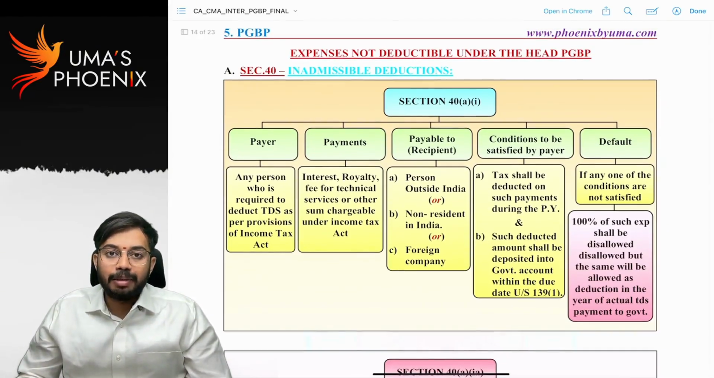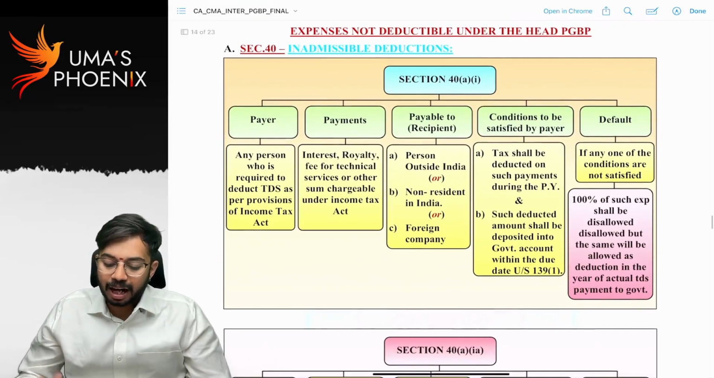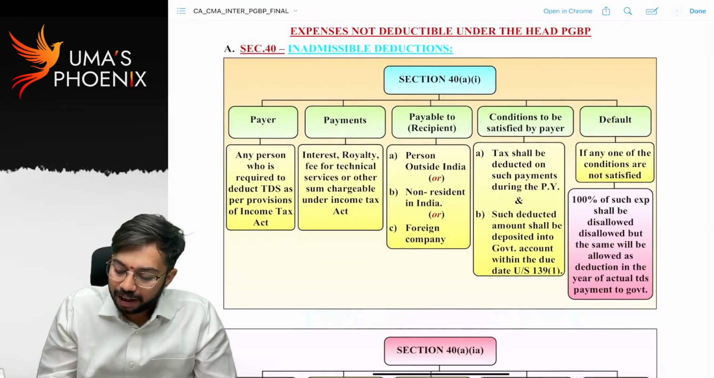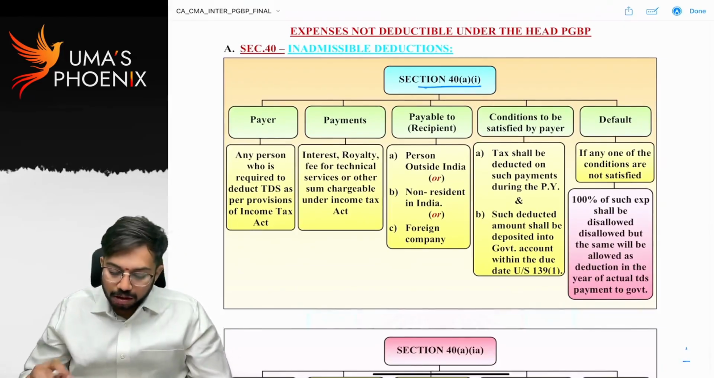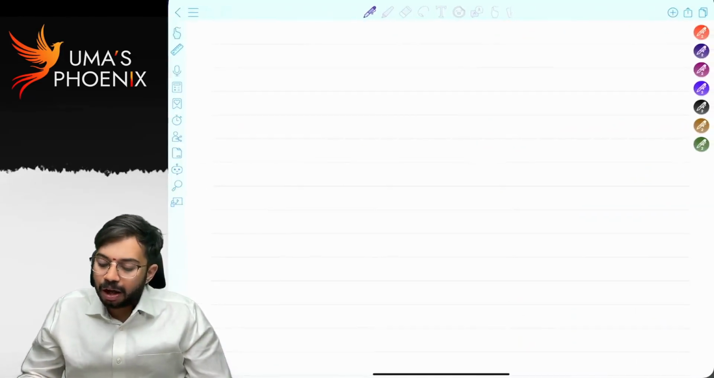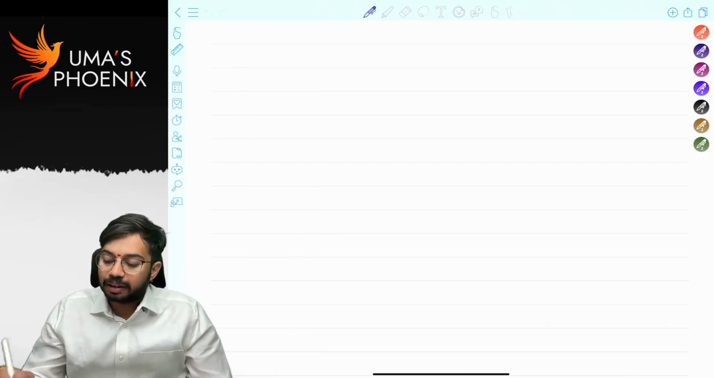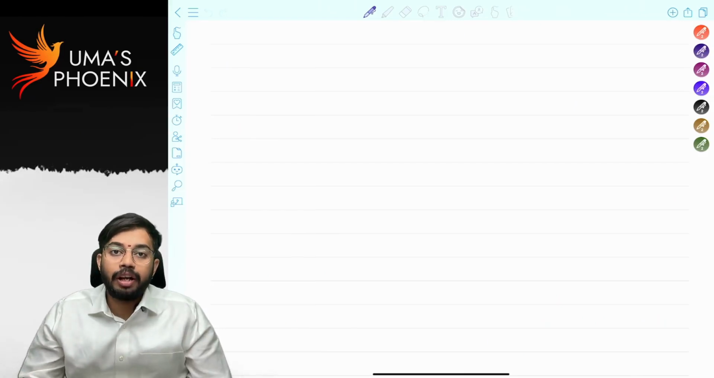Let us start discussing inadmissible deductions under section 40. First, let us start with section 40(a)(i). Whenever you are making payment, at the time of making payment, if you do not deduct TDS, then the expenditure will not be allowed as deduction.